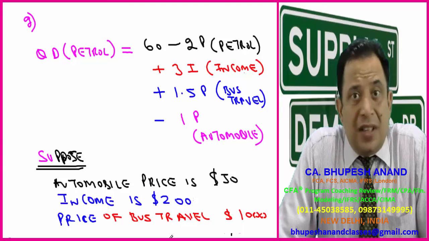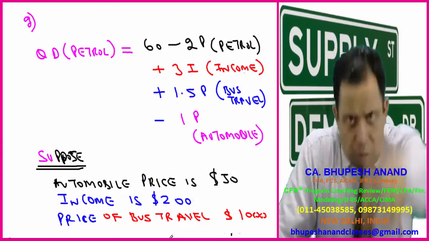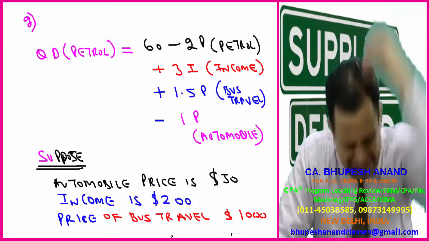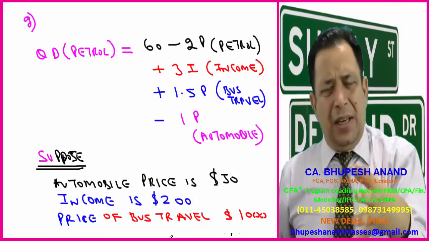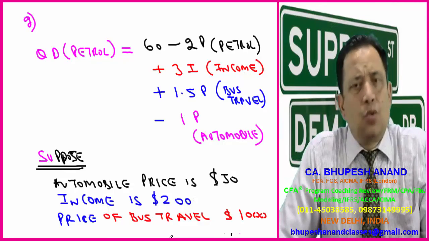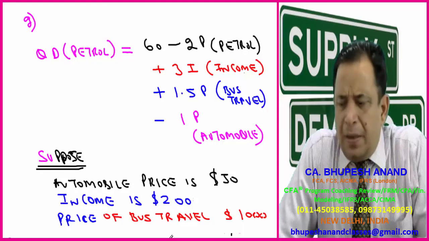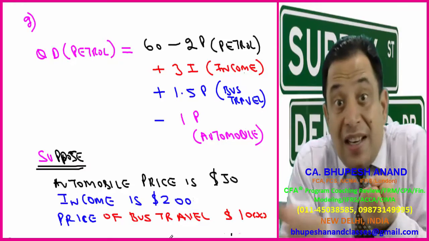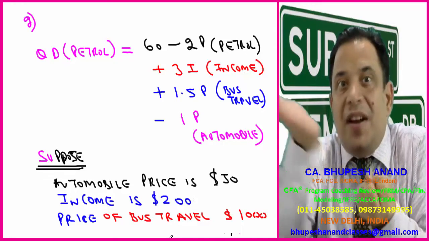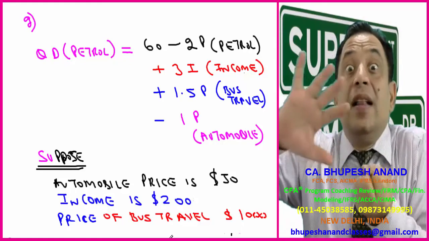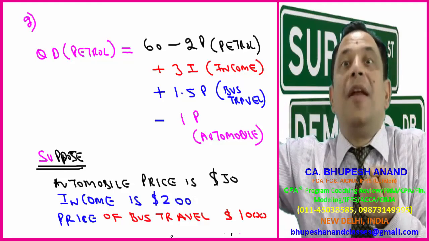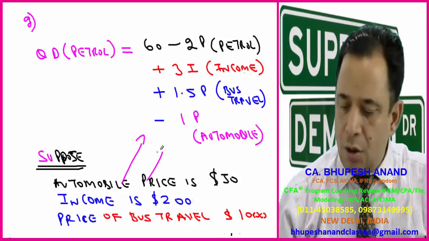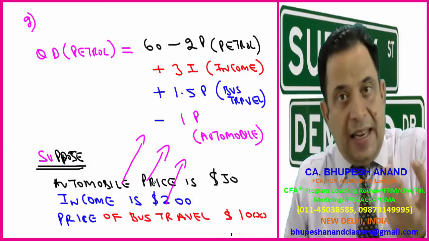We have seen the relationship, we have seen the interpretation, and what is the meaning of this? Now suppose I want to fill in the figures, and suppose the automobile price is given to me. Just hypothetically, I am taking $50. Income is $200. Price of bus travel is $1,000. I'm again telling you this is a hypothetical example because I want to tell you the relationship, whether it is a positive relationship or a negative relationship. So don't go into the quantum of the numbers. Just see these numbers as they are. So if I fill these numbers in their respective places, then I can calculate a relationship.